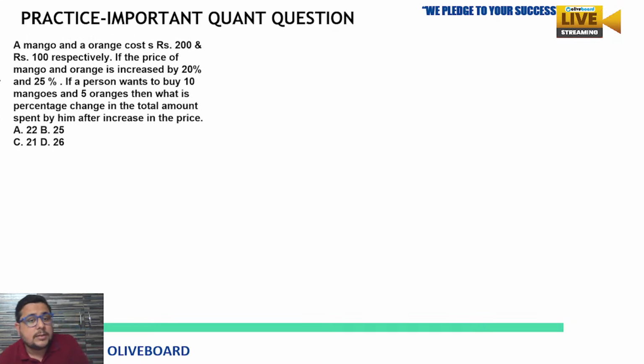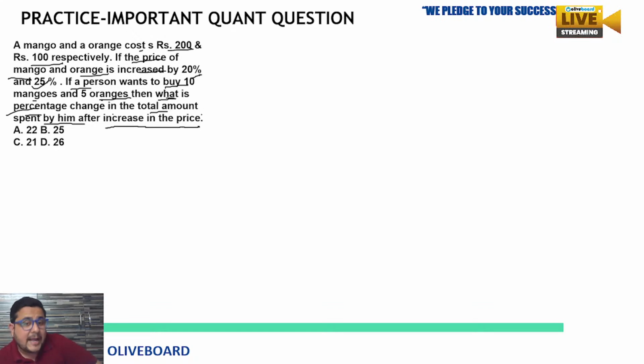Now the next one. If a mango and an orange cost rupees 200 and 100 respectively, and the price of mango and orange is increased by 20% and 25%, if a person wants to buy 10 mangoes and 5 oranges, then what is the percentage change in the total amount spent by him after the increase in the price?